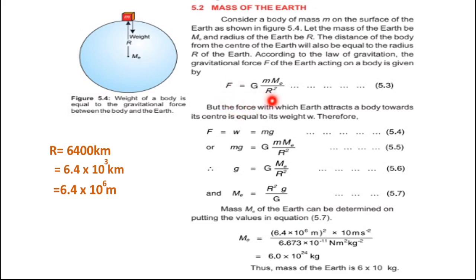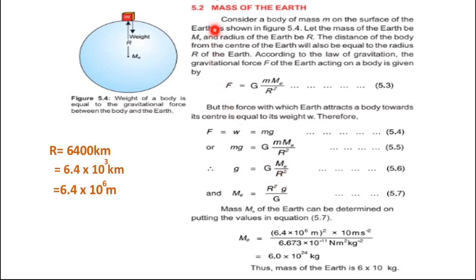So this will be the equation. But as we know, the force with which the earth attracts a body towards its center is equal to the weight. So force is equal to the weight of the body, and we know the formula of weight is equal to mg. So we can also write mg instead of F. So equation 5.3 becomes mg is equal to G m me divided by r square. By cancelling mass from both sides, the equation will be g is equal to G me divided by r square.